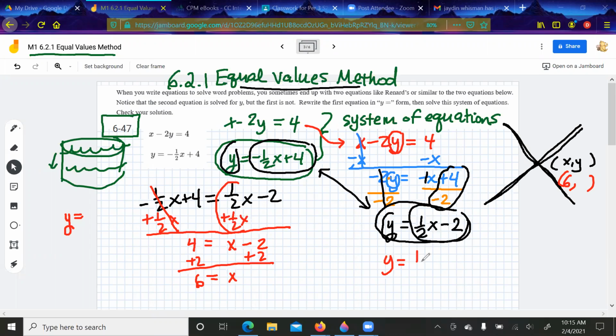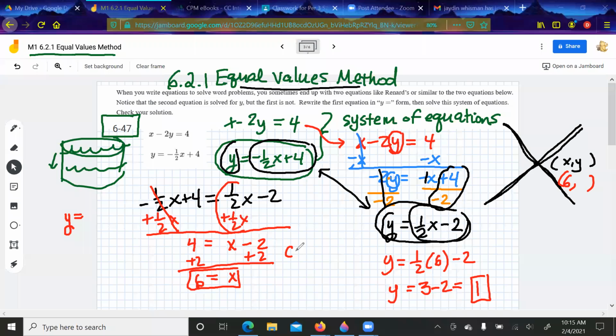Y equals 1/2 times 6 minus 2. Well, 1/2 times 6, that is just half of 6, which is just 3. So 3 minus 2 is our value of y, 1. Y equals 1. So it's great that you have answers like this, but you should not leave them like this.